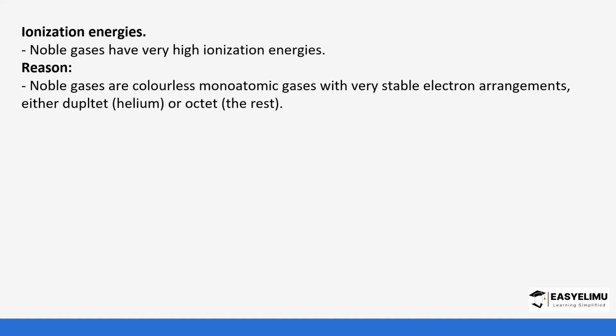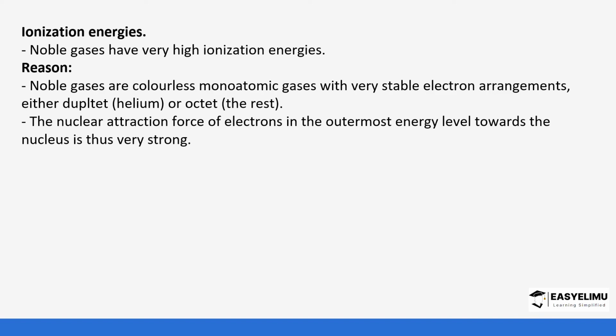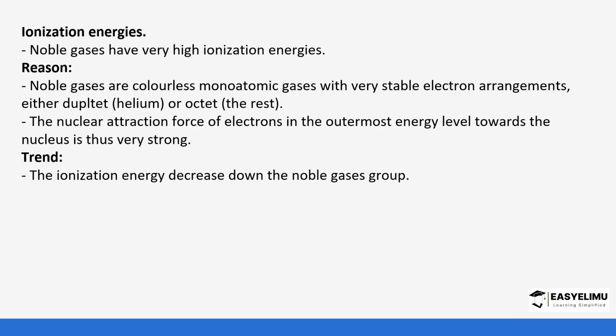And then next we look at ionization energies. We said ionization energy is the minimum energy required to remove an electron from the outermost shell of an atom in gaseous state. So you can imagine losing an electron in the outermost shell of a full shell. It's not going to be that easy. So noble gases usually have very high ionization energy and they're usually monoatomic gases with a duplet and an octet configuration. The nuclear attraction holding the electrons together is usually very strong. That is the reason why they have high ionization energies.